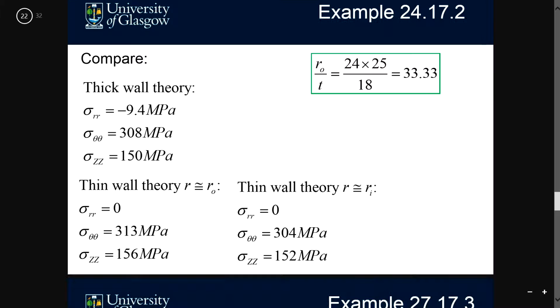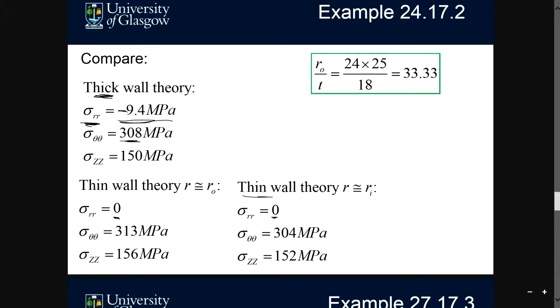Then we're going to compare. So how do we compare? This sigma rr, the radial stress, is minus 9.4. We don't care, because if it's minus, then it's not our business. So 0 is adequate for thin wall here. This is the thick wall analysis.